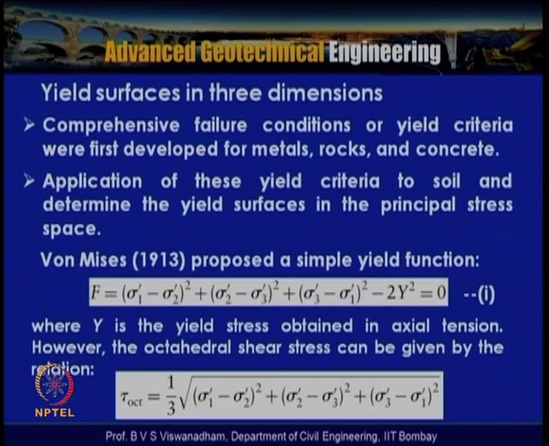However, the octahedral shear stress can be given by the following relationship: τ_oct = (1/3) √[(σ1' − σ2')² + (σ2' − σ3')² + (σ3' − σ1')²]. Now if we square this, we get τ_oct² = (1/3)² [(σ1' − σ2')² + (σ2' − σ3')² + (σ3' − σ1')²].